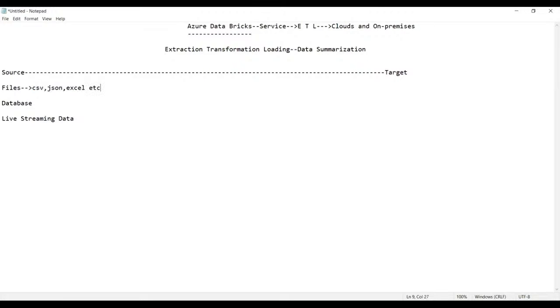So what we do is, ultimately we pull in the data into this ADB, that is called Azure Databricks. This is called the process of data ingestion. Once we pull in the data, what we do? Pulling in the data is the process of extraction.